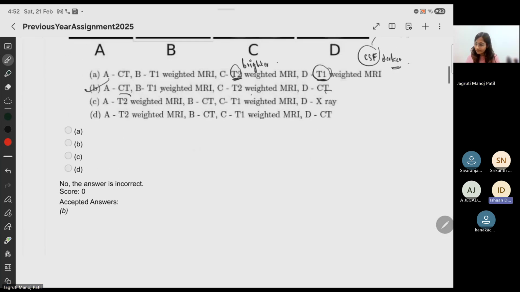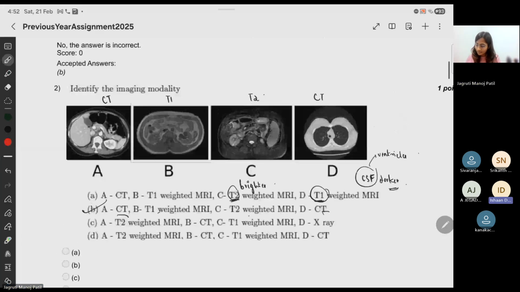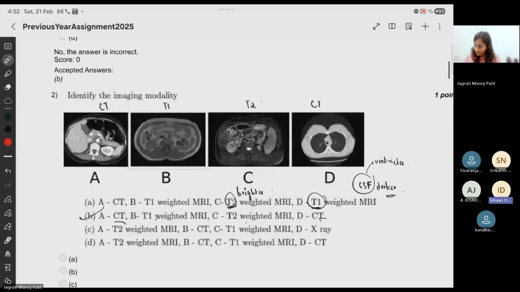Can you? Hello. Yeah, yes. Can you please explain again, like why is this like B option T1 and C T2 again?